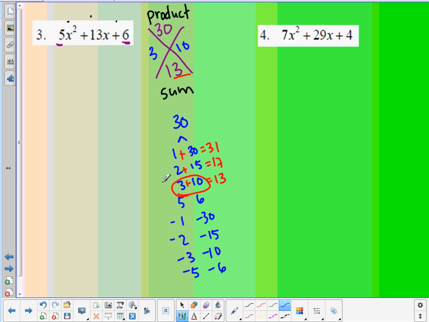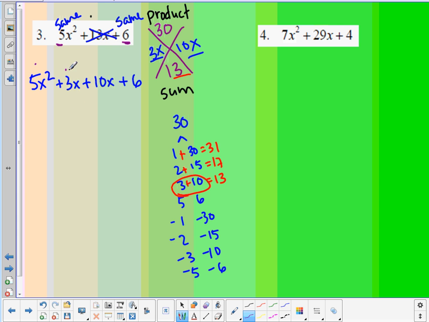Now, here's where those two terms come into play. I am going to split this 13x. I'm going to get rid of 13x, and I'm going to put 3x plus 10x in its spot. So the 5 and the x squared and the 6 stay the same. So I have 5x squared, then I put these in the middle, plus 3x plus 10x plus 6.